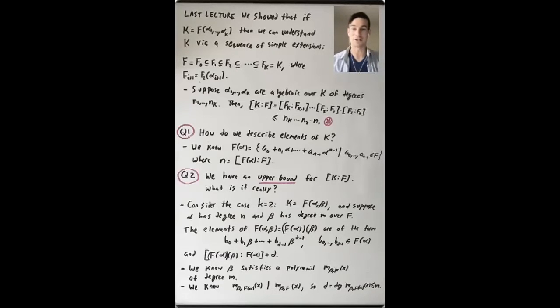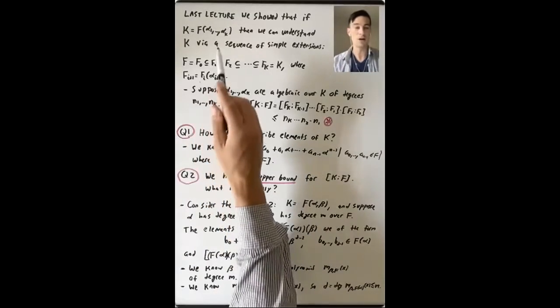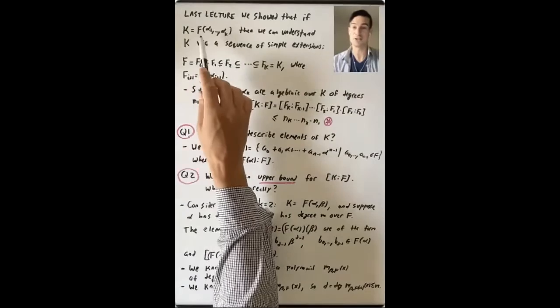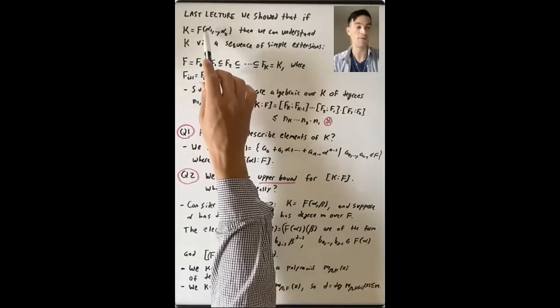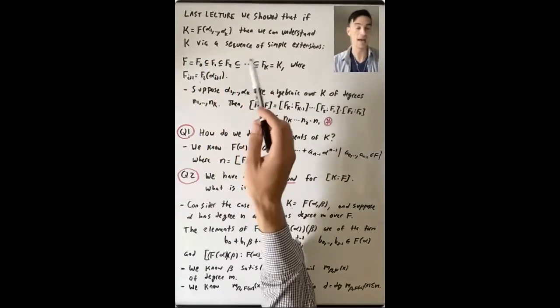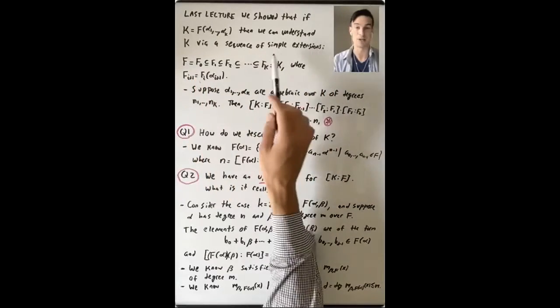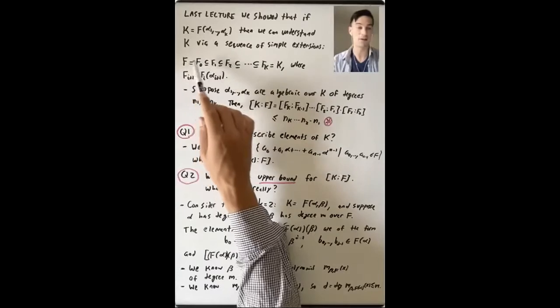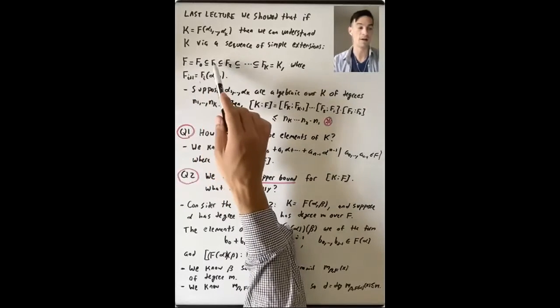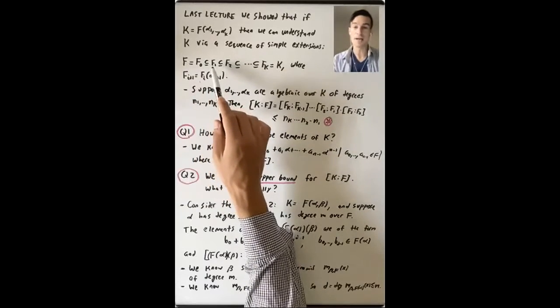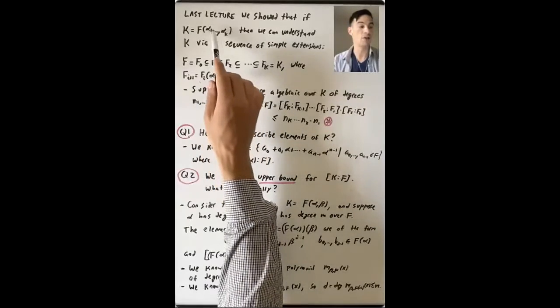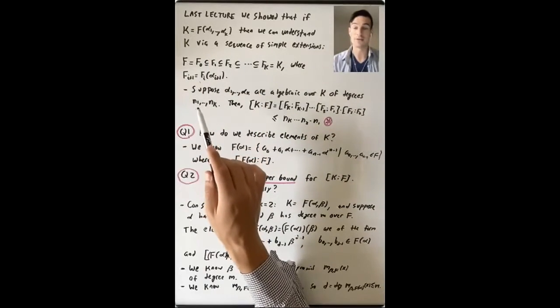I want to start this lecture by building on something that we discussed in the last lecture. We showed that if you have a field K that's generated over F by a finite set of elements alpha 1 up through alpha k, then we can understand K via a sequence of simple extensions. So we let our base field be F, we'll call that F0, and then F1 is F adjoin the first element alpha 1. So it's a field generated over F by alpha 1.